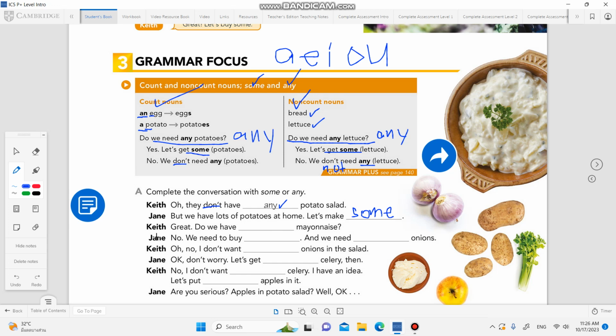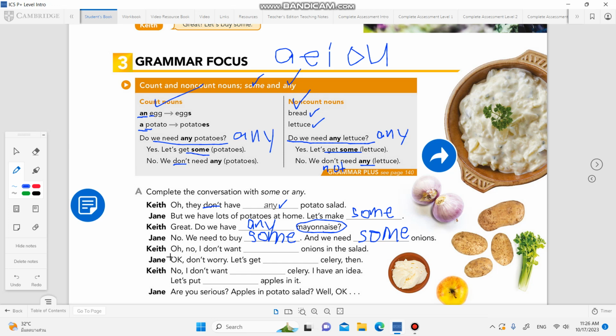Next is Keith: Great. Do we have any mayonnaise? Okay, it's question form. Question form, some or any? So we use any because it's question form. All right. Next: No, we need to buy some, and we need some onions. It's an affirmative sentence. So we use some. Also this one is some.